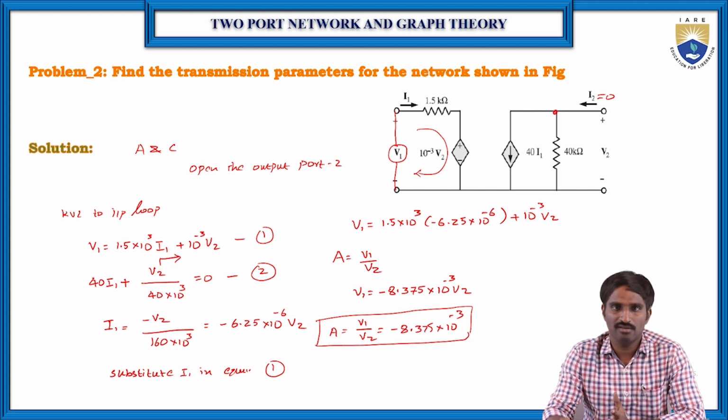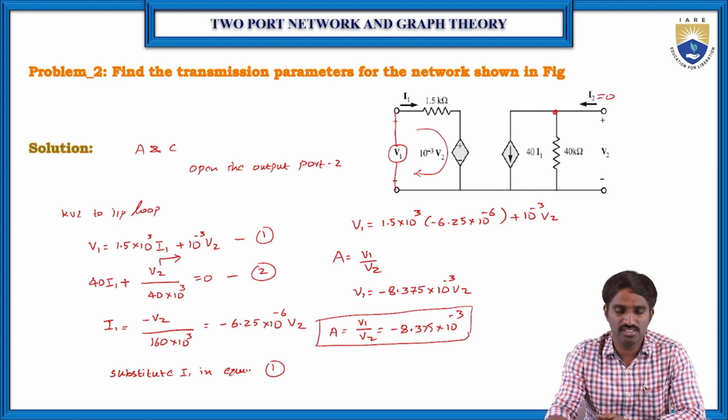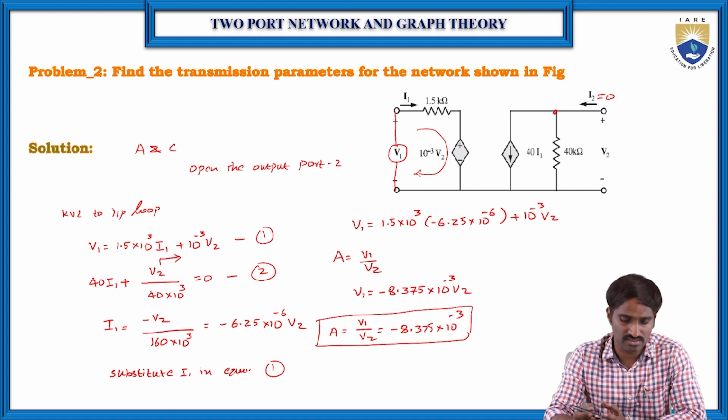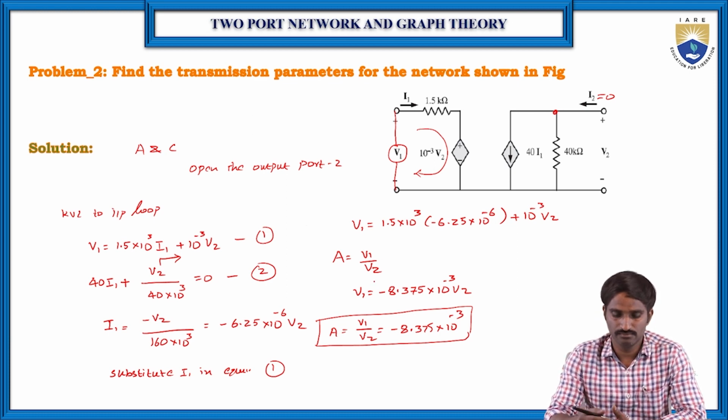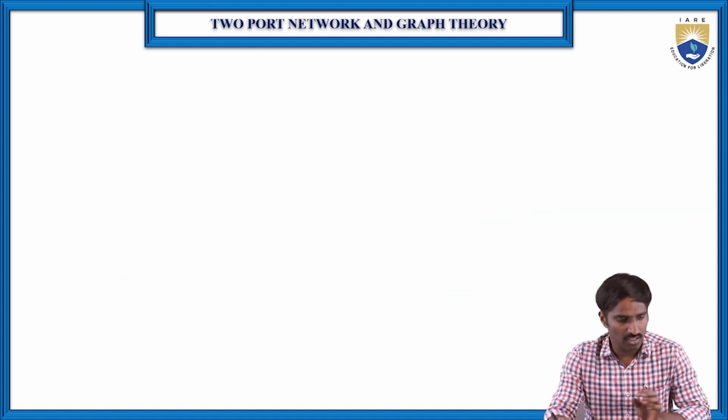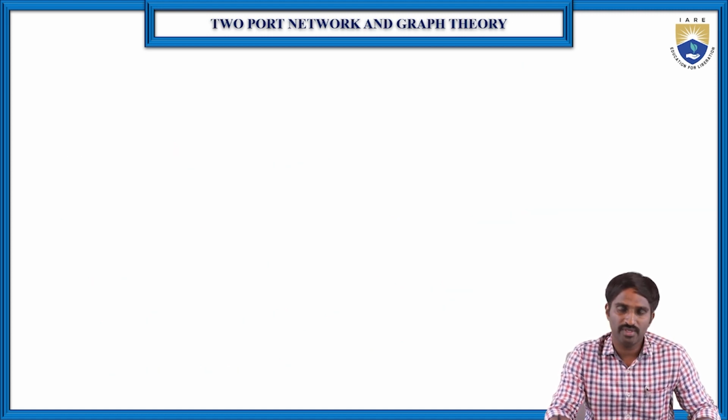So we are just applying some basic rules, because as we already know, A is equal to V1 by V2. Either we should write the equation of V1 in terms of V2 or V2 in terms of V1, so that we can eliminate one of V1 and V2 and get the value of the parameter A. Now we need to find the value of the parameter B.